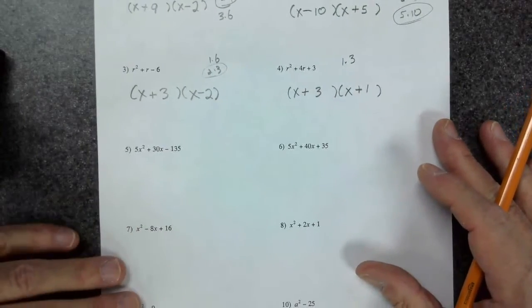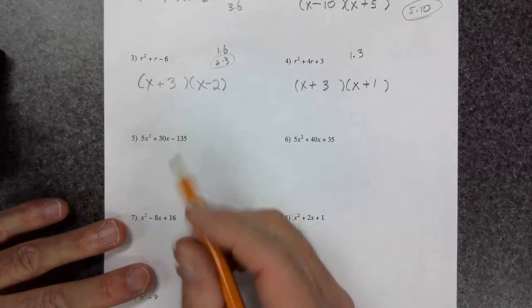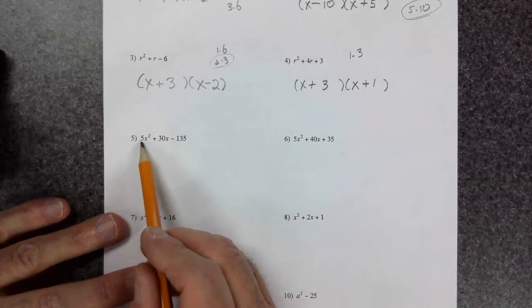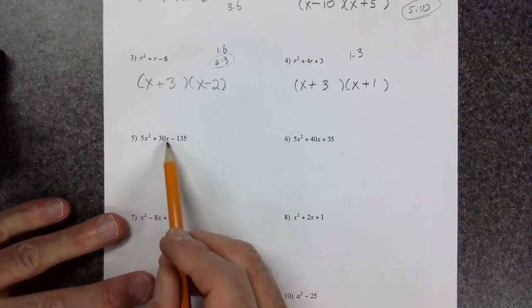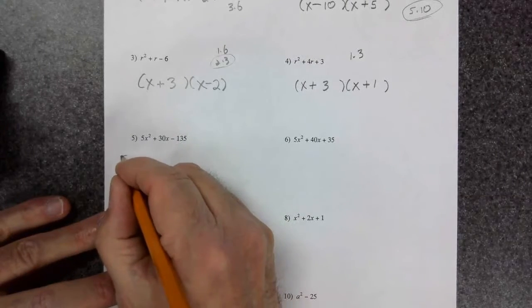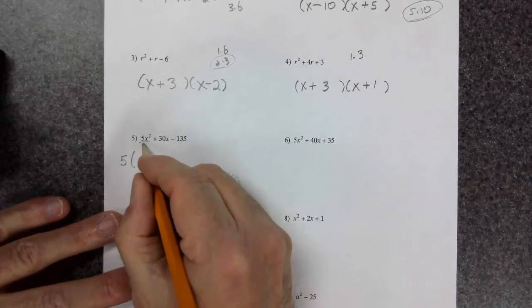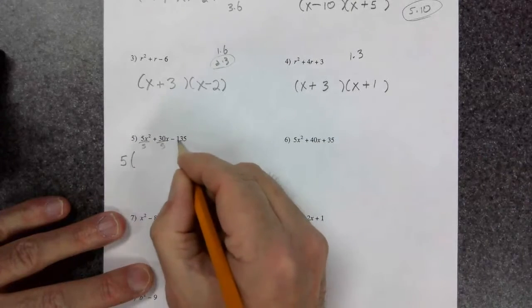All right, number 5. Guys, in number 5, there's a 5 in front here. So we're going to factor out the greatest common factor of 5. I'm taking out the 5. I'm going to divide each term by 5.